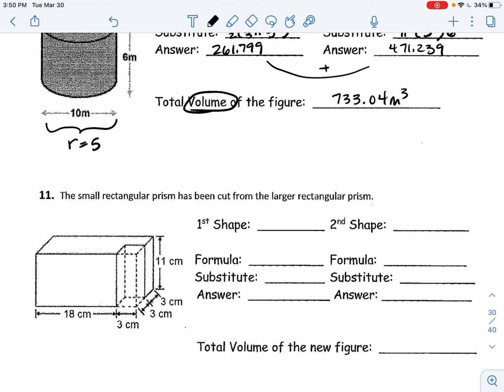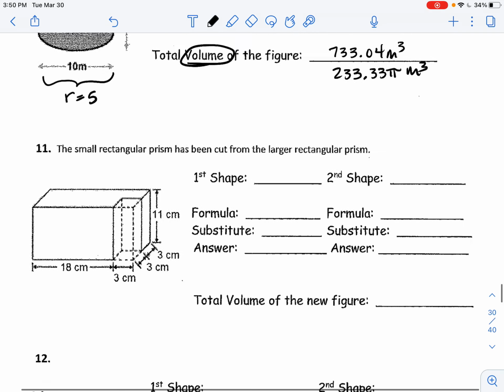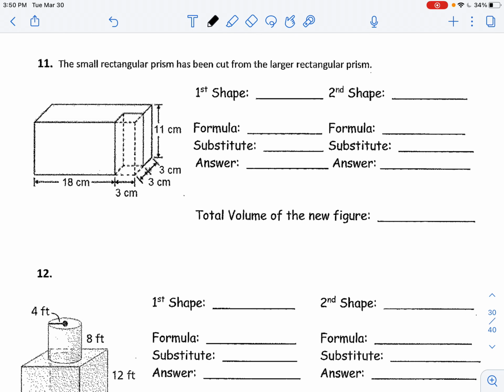If you didn't work out the pi, if you left it just in terms of pi, I'm going to go ahead and give you the answer. It would be about 233.33 pi meters cubed. Okay, a couple more.